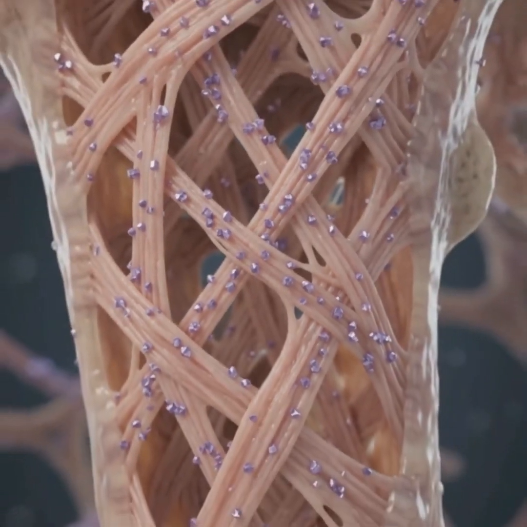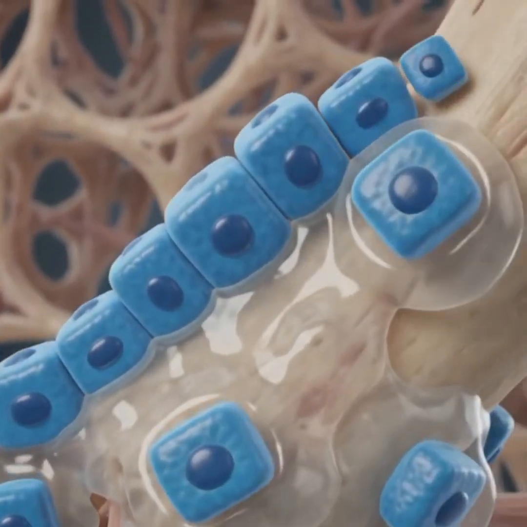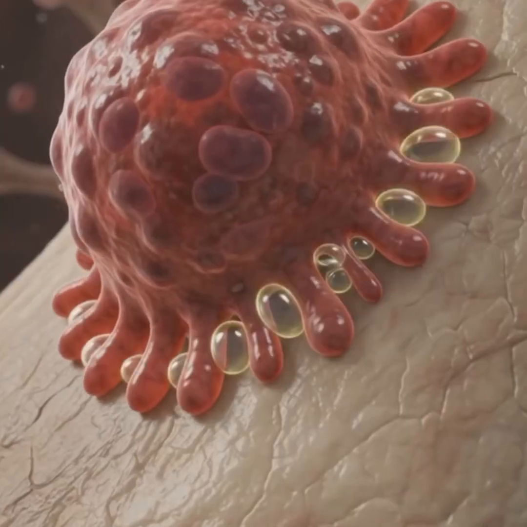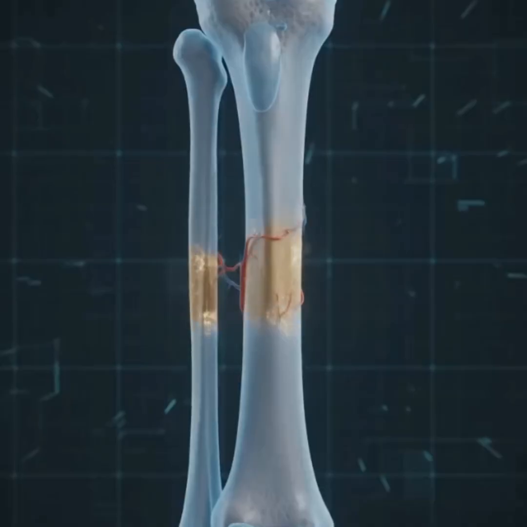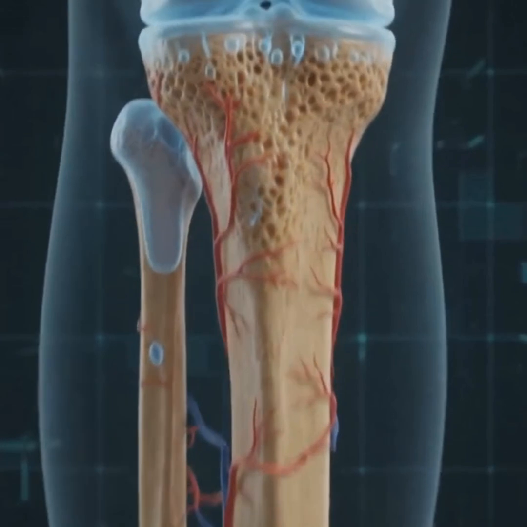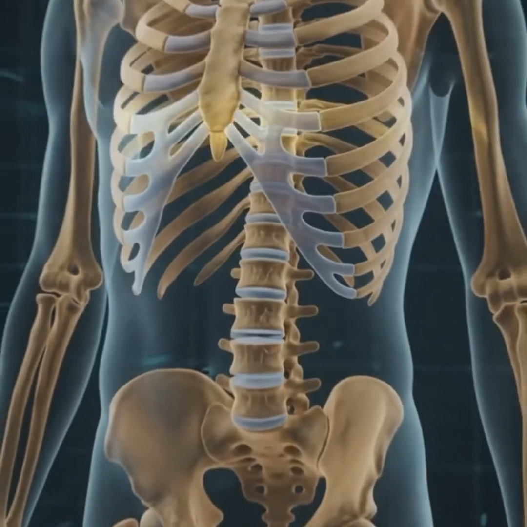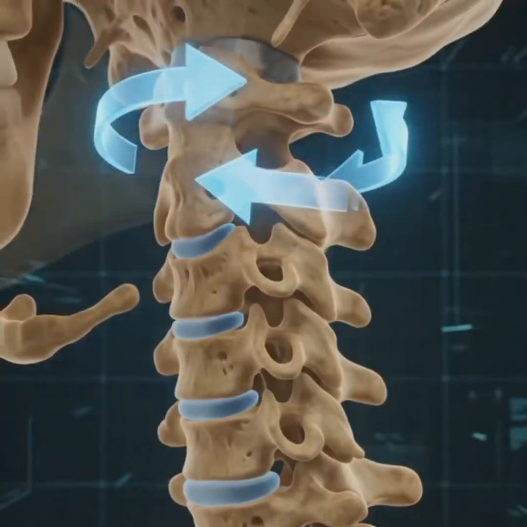Bone is a dynamic, living tissue. Osteoblasts form the new matrix. Osteocytes sense mechanical strain, while osteoclasts resorb it. Most bones develop through endochondral ossification. Growth occurs at the epiphyseal plate. When this plate ossifies, growth ceases. This complex framework of bones provides the body's scaffolding.